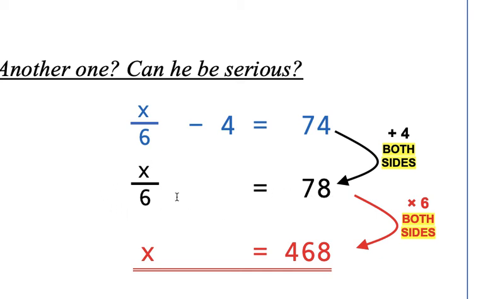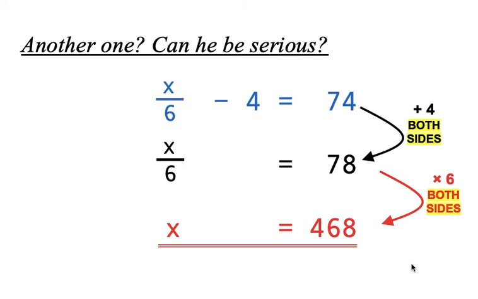But I don't want to know what x divided by 6 is. I want to know what a whole big fat hairy x is. So multiplying both sides by 6 to get a whole x, that gives me x is equal to, well, 78 times 6 is 468. So final answer, x is 468. And that takes us up to the end of chapter 2 of this little unit.